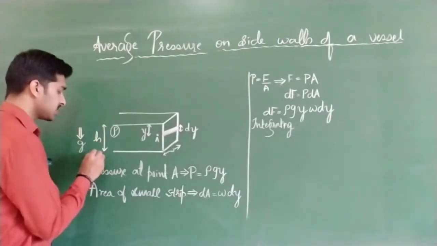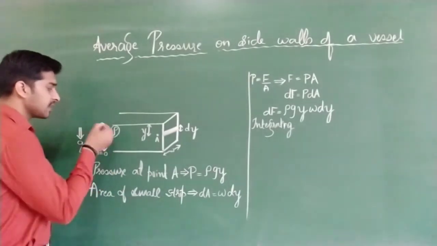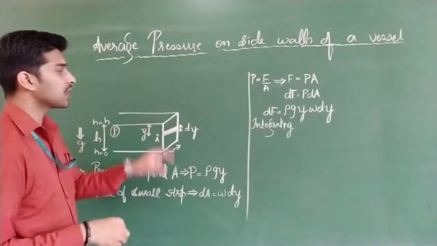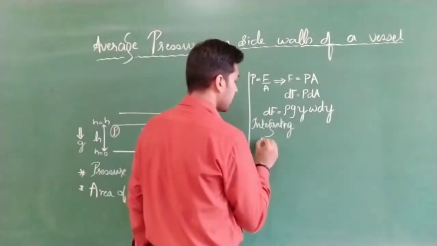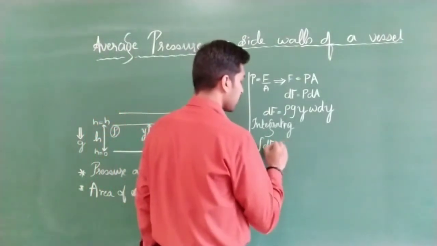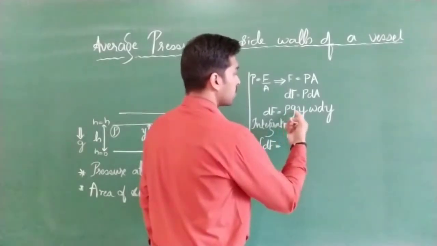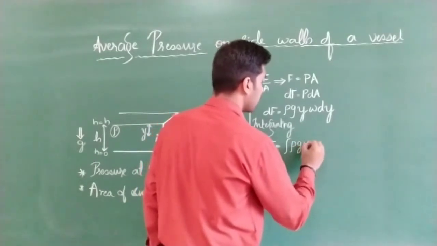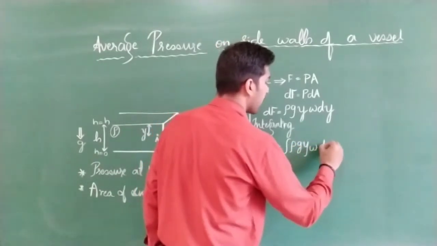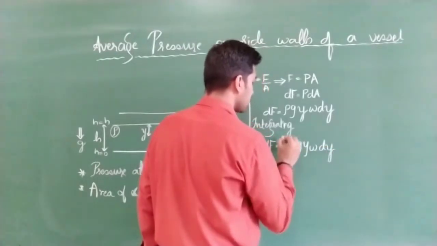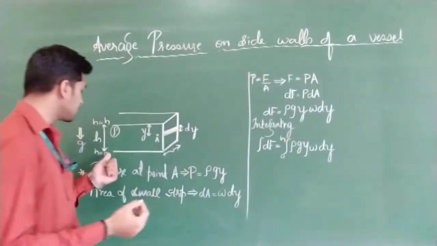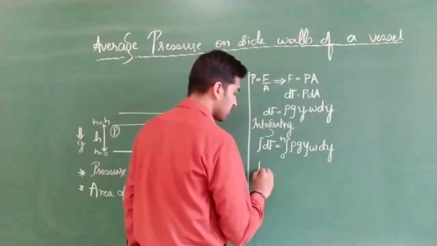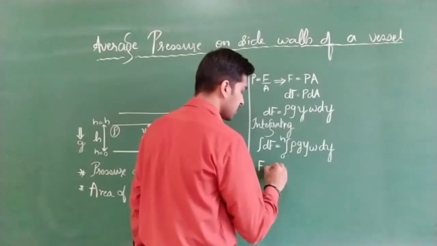Okay, this is nothing but h equal to 0, and this is nothing but h equal to H, the total height. So if I calculate the total force, what will I get? Integral dF. First of all, we will write the integral of rho g y w dy from the limit 0 to h. Clear? So integral dF is nothing but the total force F.